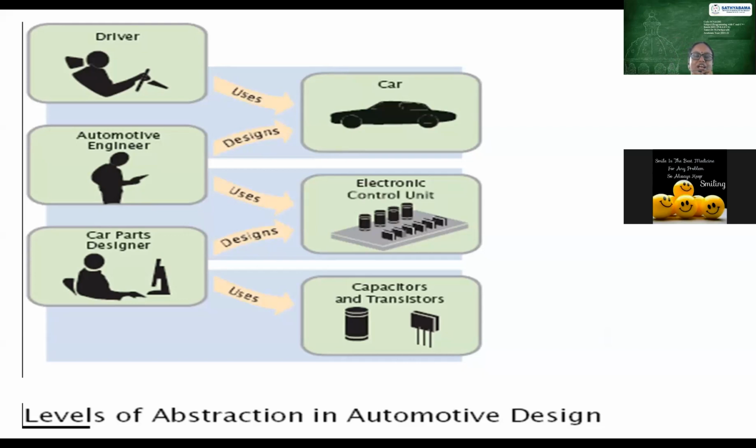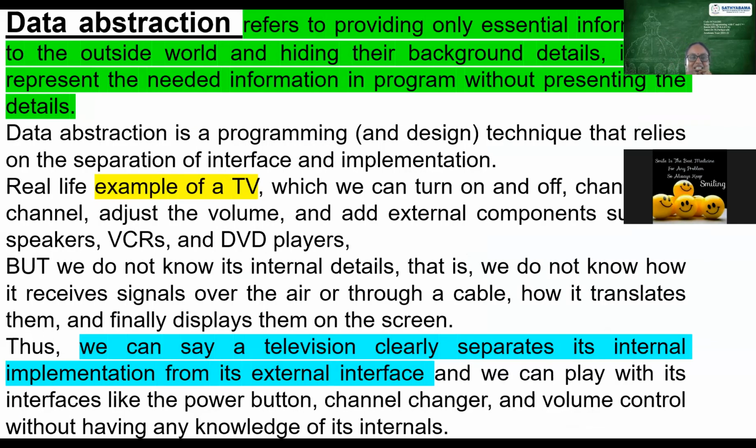So data abstraction, what is the main thing they were saying now? How a programmer designs the separation of interface and implementation. Separation of interface and implementation. That means some details will be visible to others, and some details will be hidden. Depending on role and authentication only, they can access them. The remaining will all be hidden.